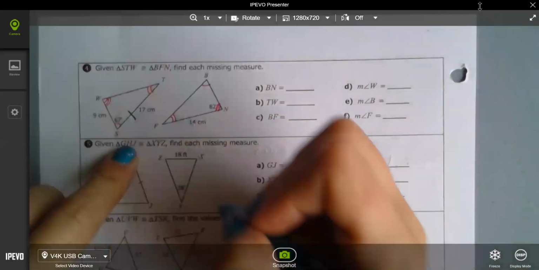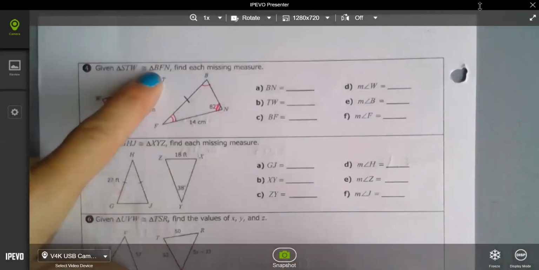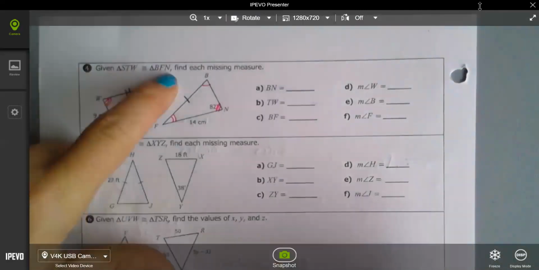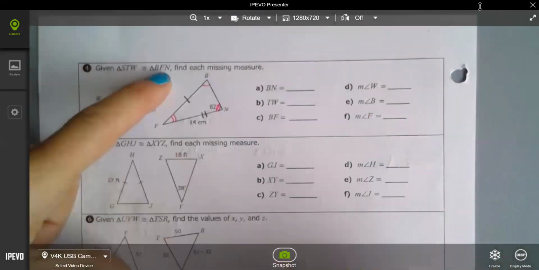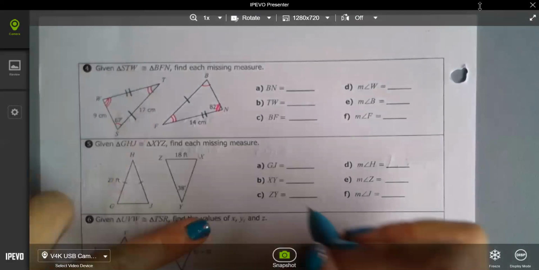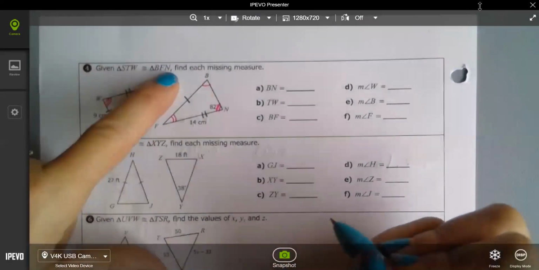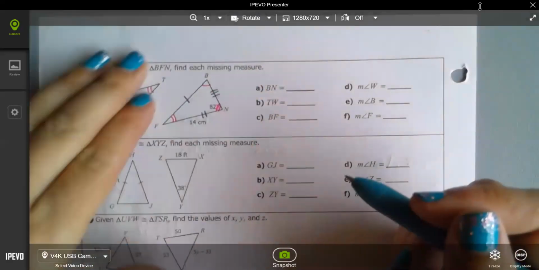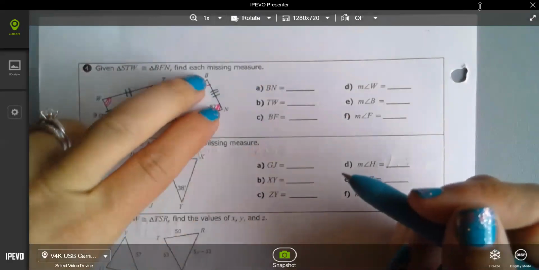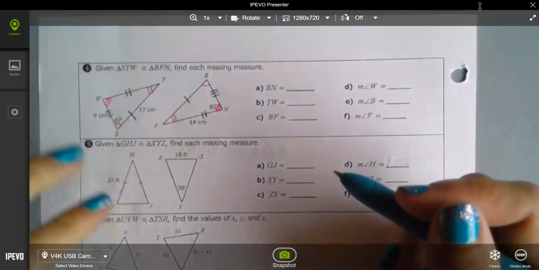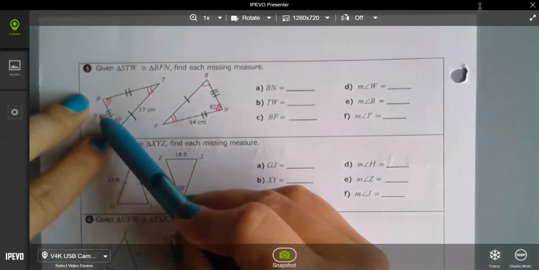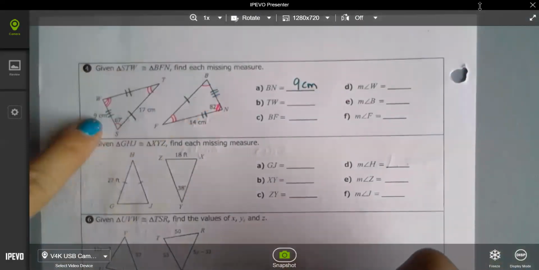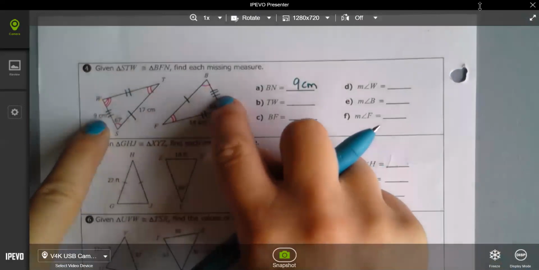ST right here goes with BF right here. And TW, 2 lines, goes with FN, 2 lines. And then SW, 1, 2, 3, goes with BN, 1, 2, 3. Okay, so by labeling my diagram, check this out. BN, which is right here, 3 lines, goes with 3 lines, and that is 9 centimeters. I know that they are congruent to each other, so I match up my 3 lines, so that makes both of these 9 centimeters long.